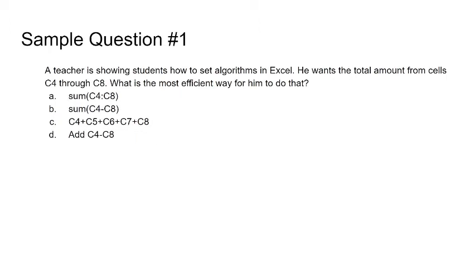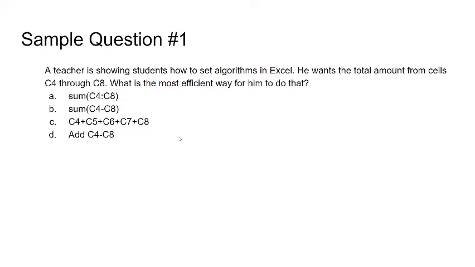So our first sample question: a teacher is showing students how to set algorithms in Excel. He wants a total amount from cells C4 to C8. What is the most efficient way for him to do that? Because this is a technology exam, most of us computer people should be somewhat knowledgeable. But let's go ahead and break this down.